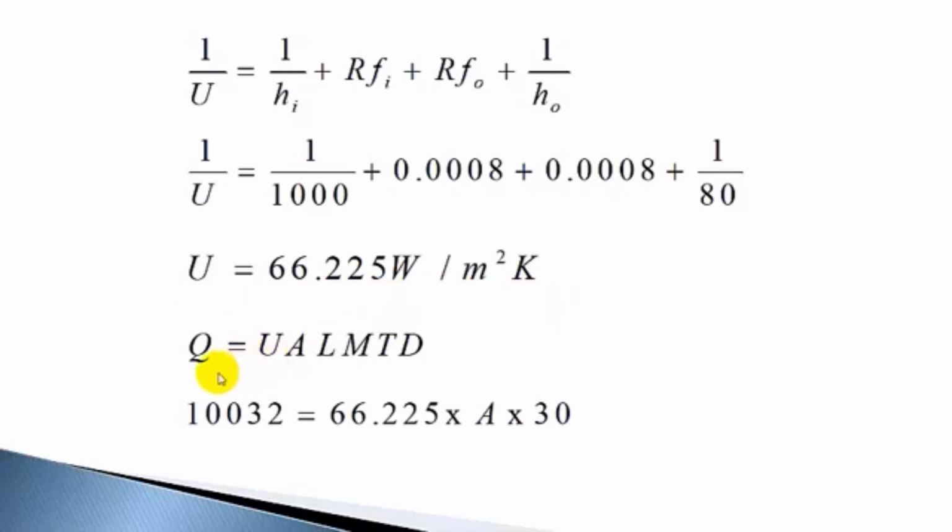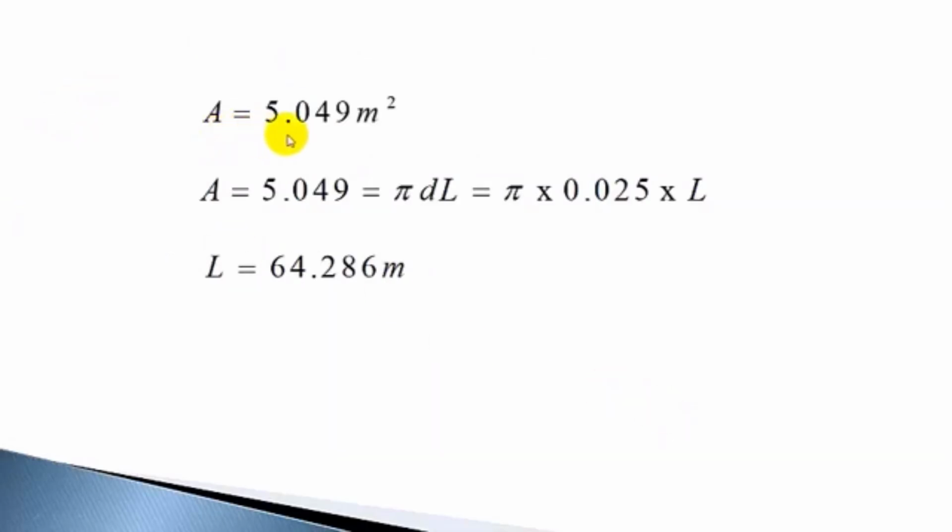Now we know that the total heat transfer Q is equal to U A into LMTD. U we got, and Q we earlier found out as 10,032 watts, and the log mean temperature difference we also got as 30. Log mean or average or whatever temperature difference existing in the heat exchanger is 30. So from this you will get the area of the heat exchanger, which you can solve as 5.049 meters square. So much area of heat exchanger is required to reduce the oil temperature from 80 degrees centigrade to 50 degrees centigrade.